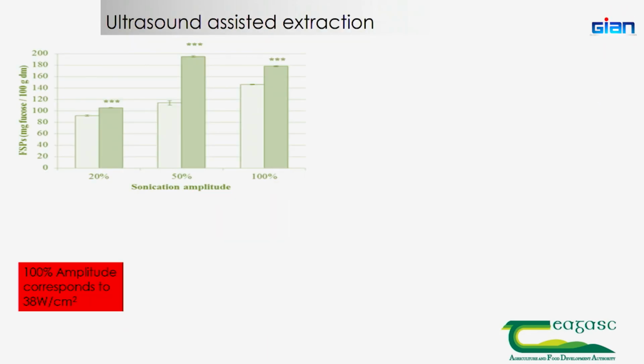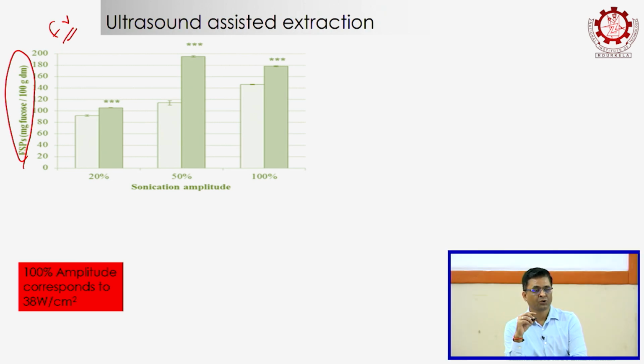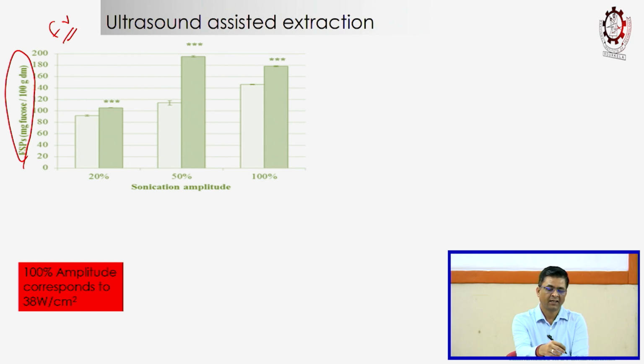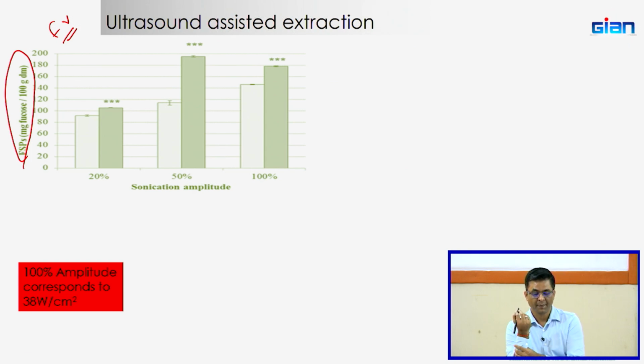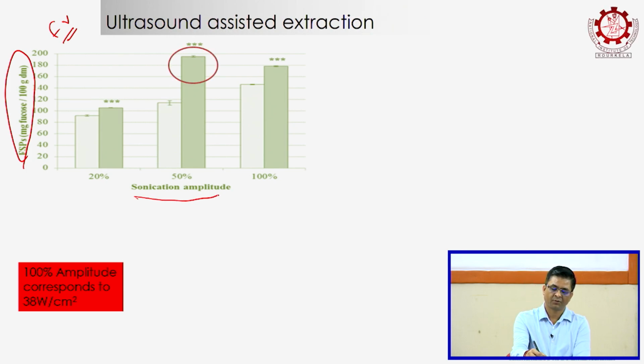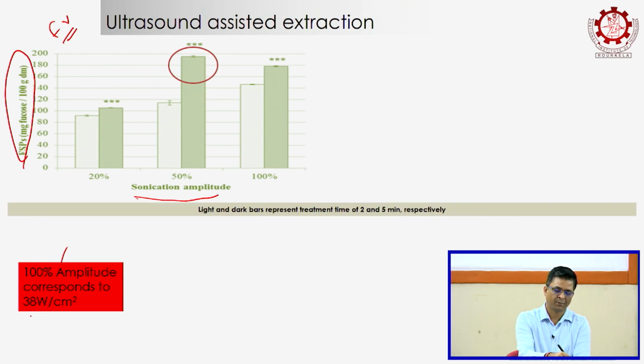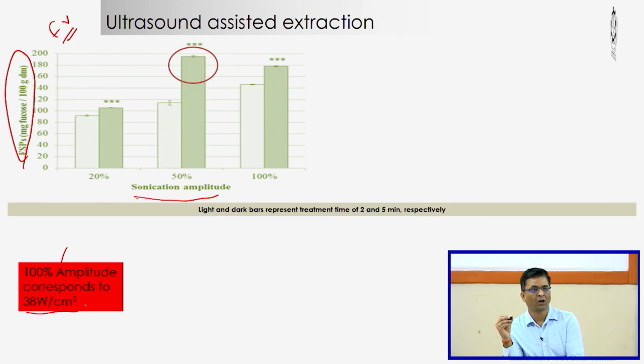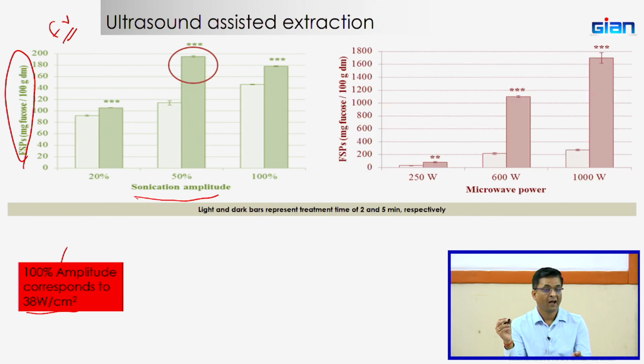Now, I will give you another example where the wild harvest seaweed, that is Fucus vesiculosus, was used to extract fucoidan, that is a fucose containing sugar or sulfated polysaccharide. This is a very simple one where you have different power levels for ultrasonic, that is 100% amplitude corresponds to 38 watt per centimeter square, that is ultrasonic intensity. How this is calculated, I will go through that process.